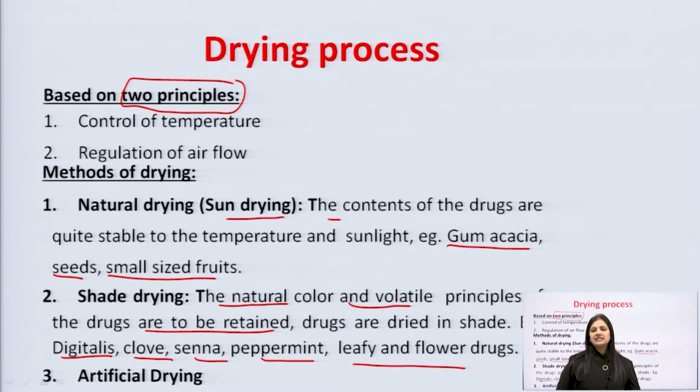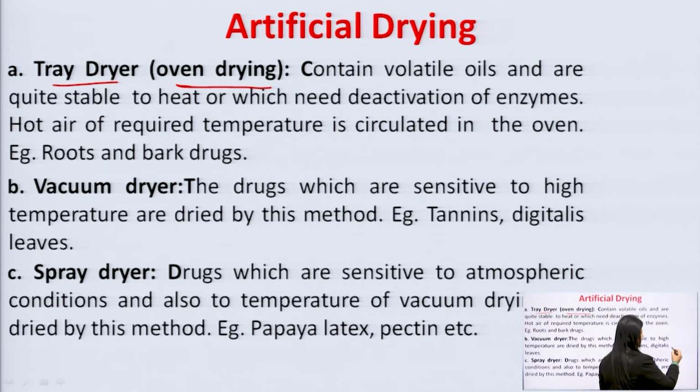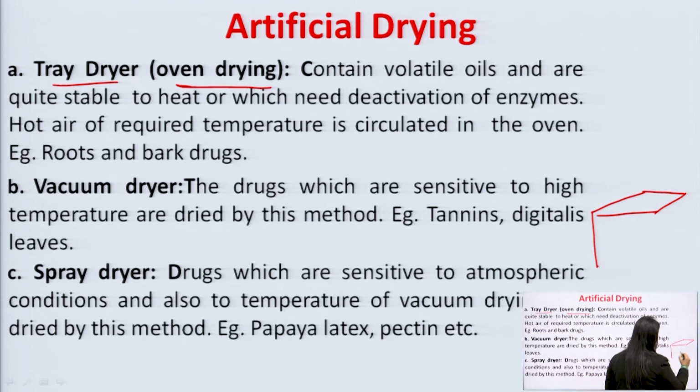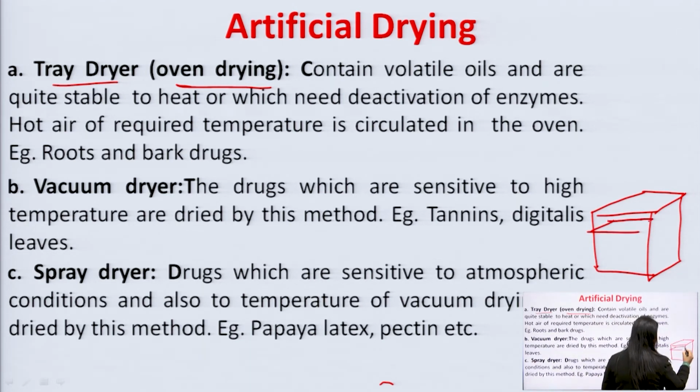The third method of drying is artificial drying. We shall study artificial drying in the next slide. Artificial drying is done in three manners. Number one is the tray dryer or the oven dryer. You might have seen the oven in your laboratories. An oven is an instrument or apparatus which works on the basis of hot air. It has a cabinet. It has trays inside it.